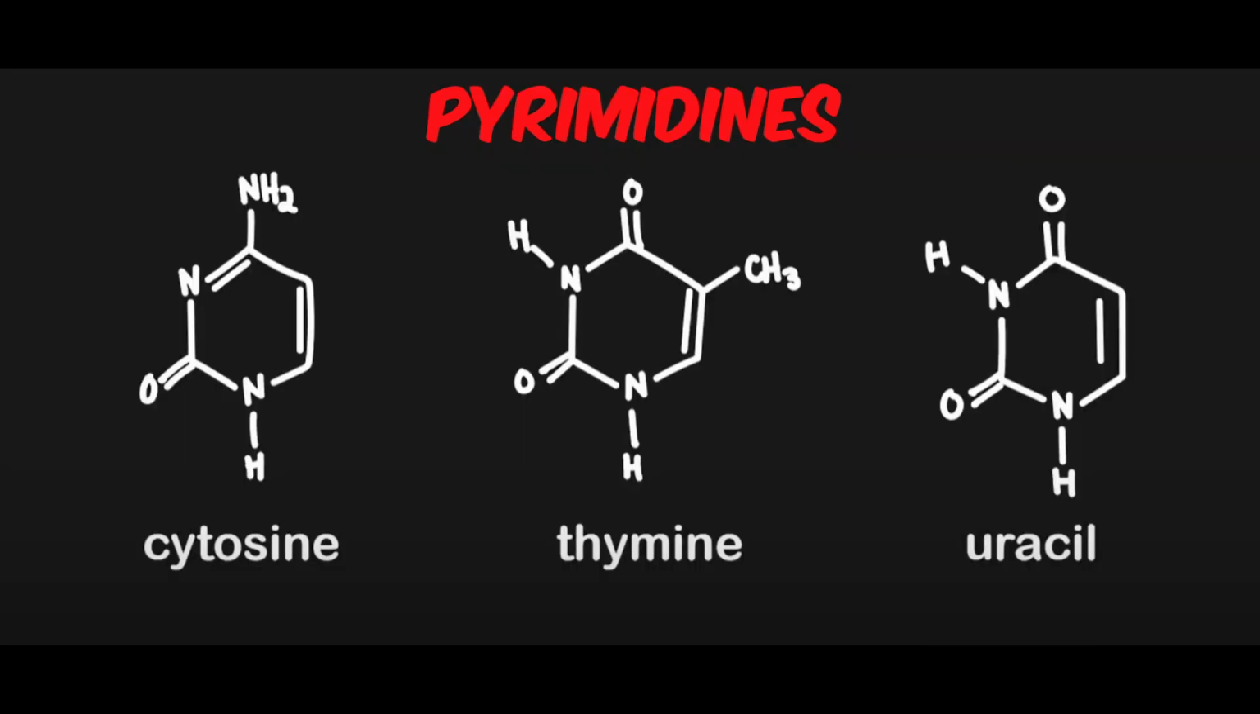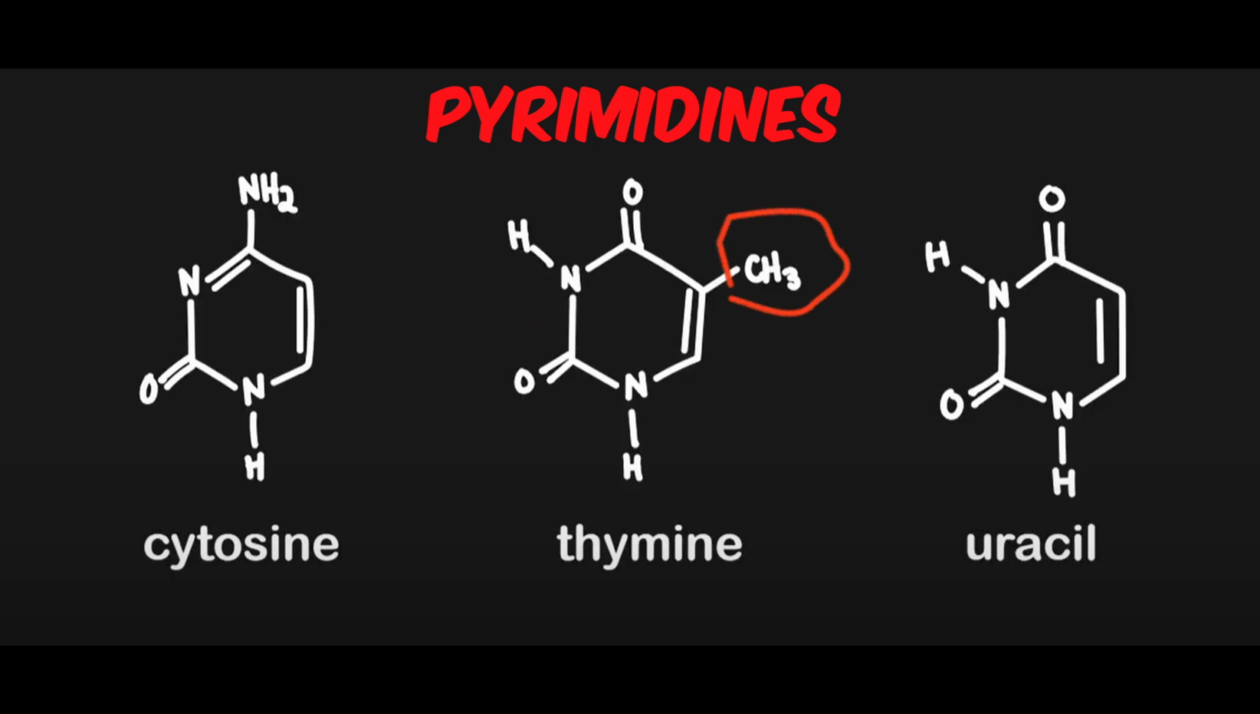For the pyrimidines, I remember "cut the pie." So our cytosine, since it only has 1 O, will have only 1 oxygen in its structure. Thymine and uracil structures are very similar except for the methyl group coming off thymine.